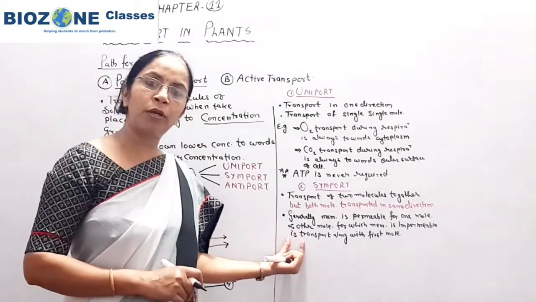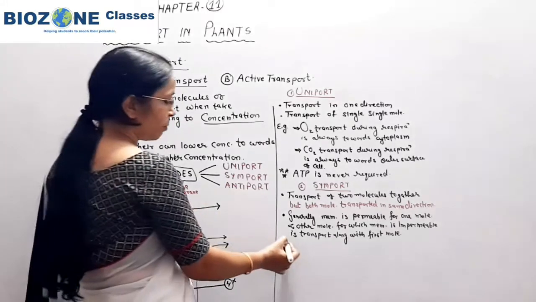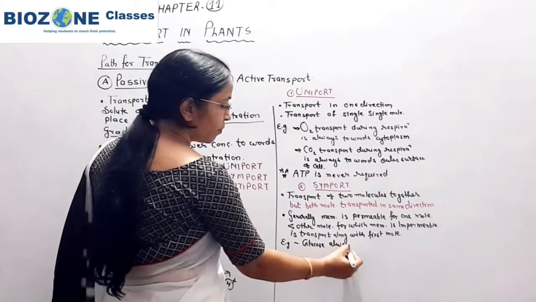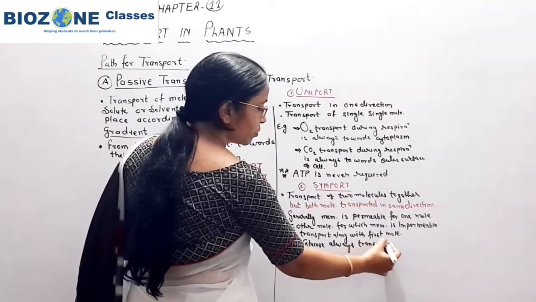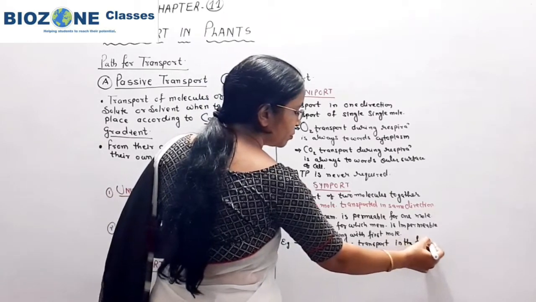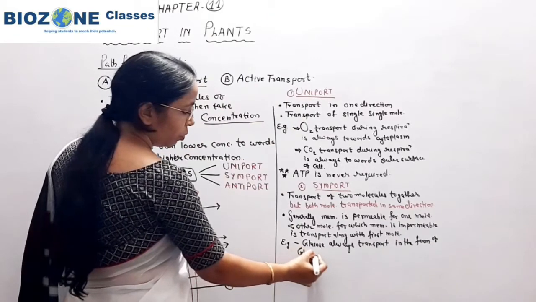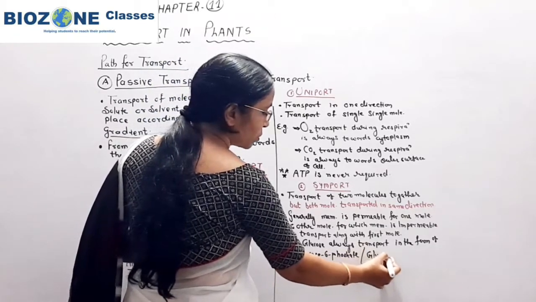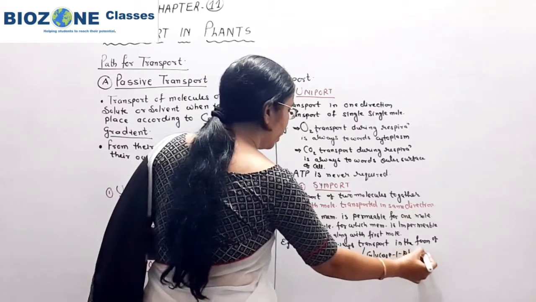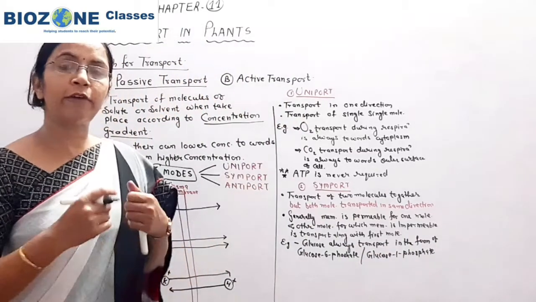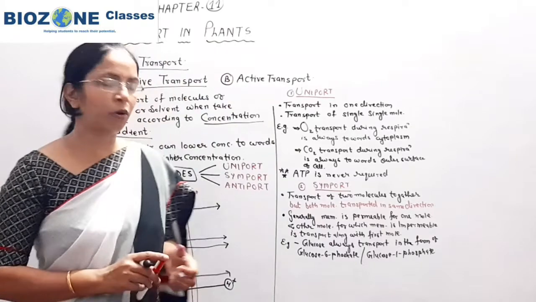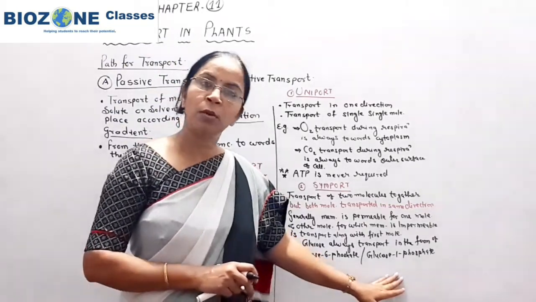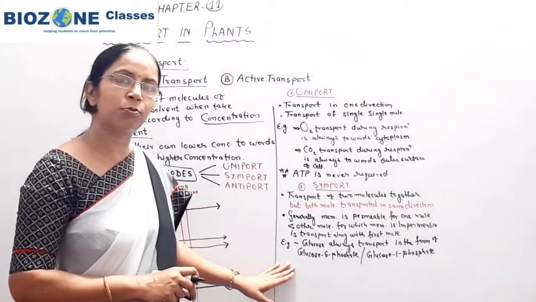So this part you remember symport, and one of the best examples for symport you remember is glucose. Whenever glucose is transported, it is always transported in the form of glucose 6-phosphate or glucose 1-phosphate. So this part you remember very well, that whenever glucose transport takes place, it is never transported alone, it is always transported along with phosphate. Most of the time glucose appears as transported in the form of glucose 6-phosphate or glucose 1-phosphate. So this you remember from the second type of transport, that is symport.